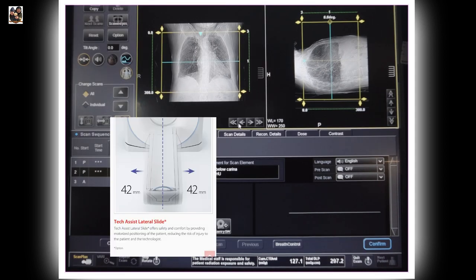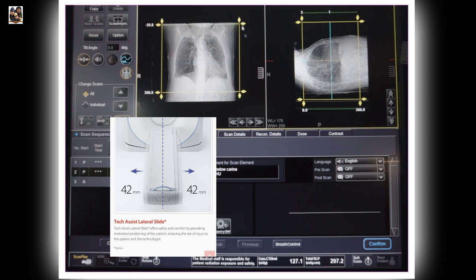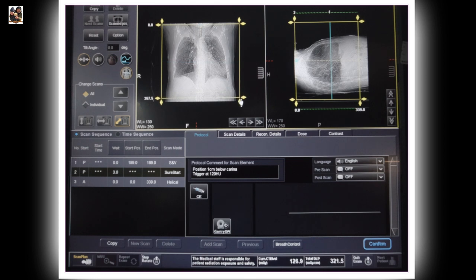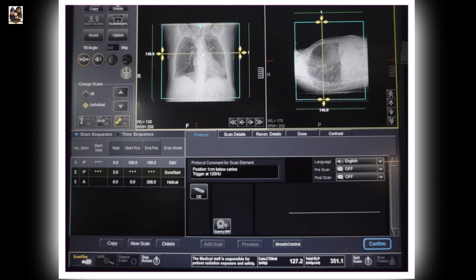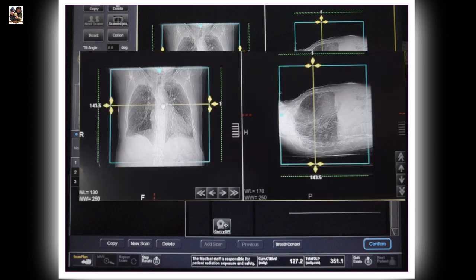Next, let's use the tech assist lateral slide of this machine to ensure that the patient is in the middle of the table. After that, plan your FOV and cover the entire chest of the patient. Next, let's put the scan in view 1 cm below the carina as shown in this picture.